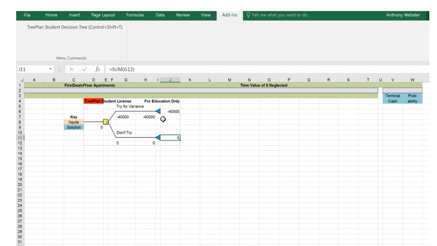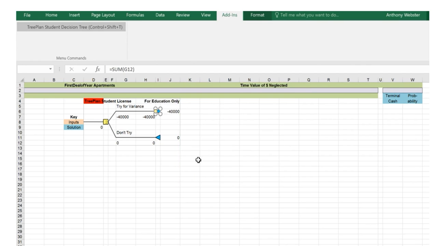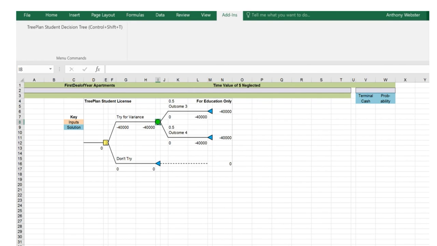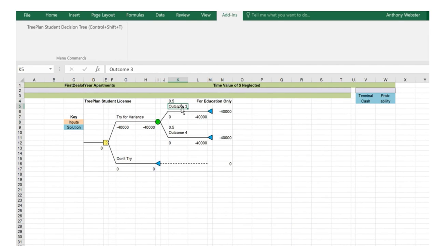But if I do get the variance, now I've got this decision. So I'm going to go up there, put myself in that cell, and I'm going to go back to TreePlan, and I'm going to change this to an event node, because I try for the variance. I may get it, I may not get it. Okay, so one outcome here is that the variance could be approved, and another outcome is that the variance could be not approved.